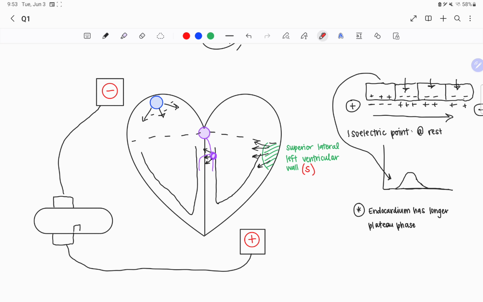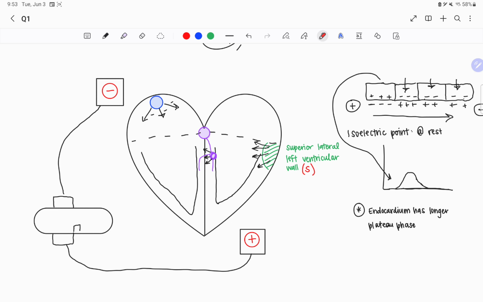Now, for this case, I'm only talking about lead 2. There are technically 12 leads in an ECG that we can have. For this, and for simplicity, I'm just going to be talking about lead 2. Okay?